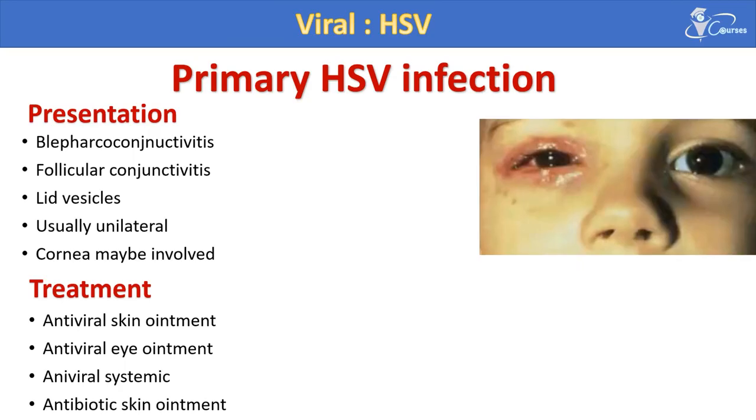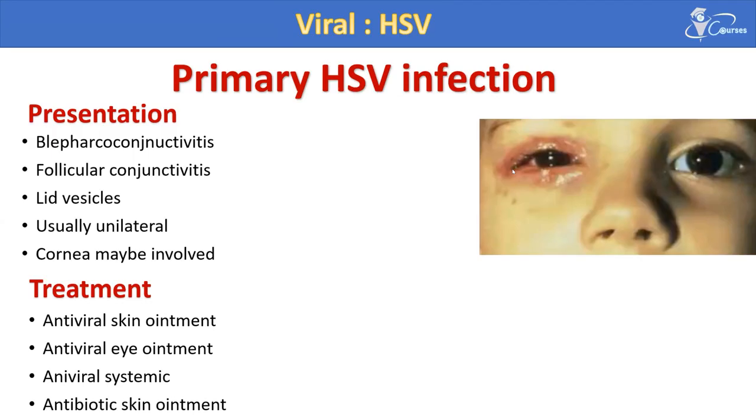So the primary herpes simplex infection present usually in the first 6 or 7 years of age, present with blepharitis. You can see the hyperemic eyelid, present also with conjunctivitis, with follicular conjunctivitis. We said it is one of the differential diagnoses of follicular conjunctivitis. There will be the characteristic herpetic vesicles, the lid vesicles. It is usually unilateral, and sometimes the cornea can be involved.